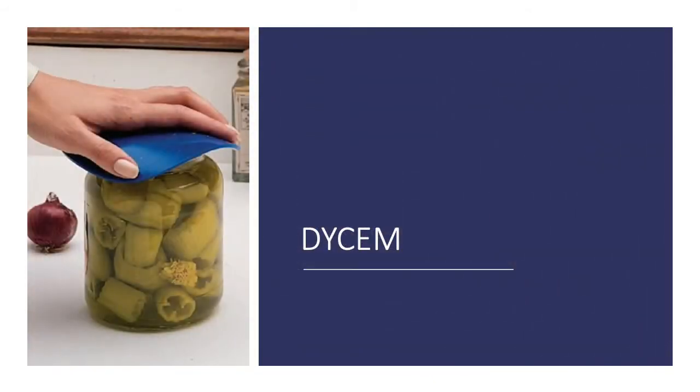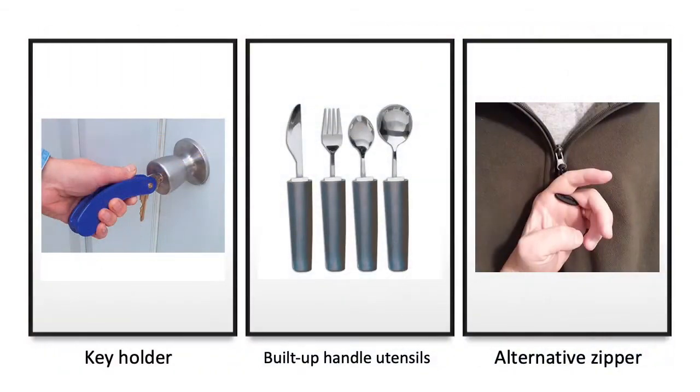Dycem is a thin plastic material that can also assist you with opening containers with stubborn tops, like pill bottles and bottle tops. Some additional tools that can help you complete everyday activities include utensils with soft built-up handles, key holders, and alternative zippers. A built-up handle will help keep your thumb in the most stable position while eating or preparing food.